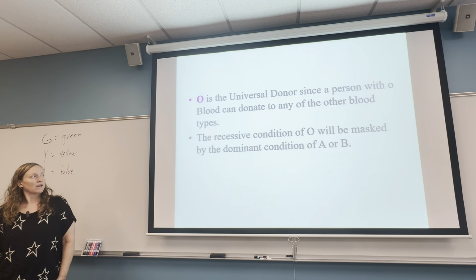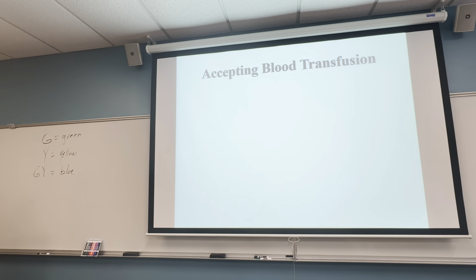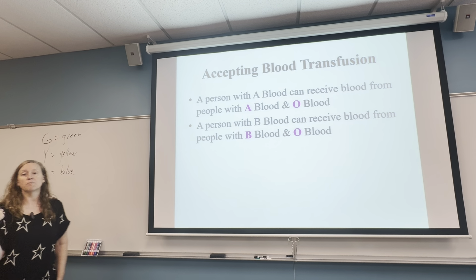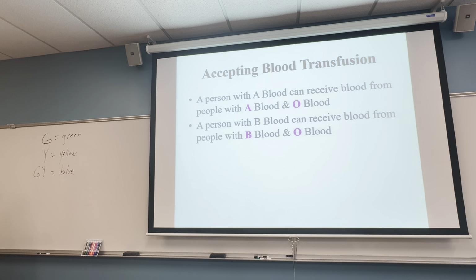Anyway, recessive O will be masked by A and B, meaning A blood type, B blood type, AB blood type, and then they can also give to O. All right, now let's see who you can accept from. If you're a person with A blood, you can get other A blood, but then you can also get the O blood. So that's kind of nice. Like for me, I'm A positive. I can get A positive, A negative, O positive, O negative. We'll get into the positive negatives soon enough. B blood type can get B and O.